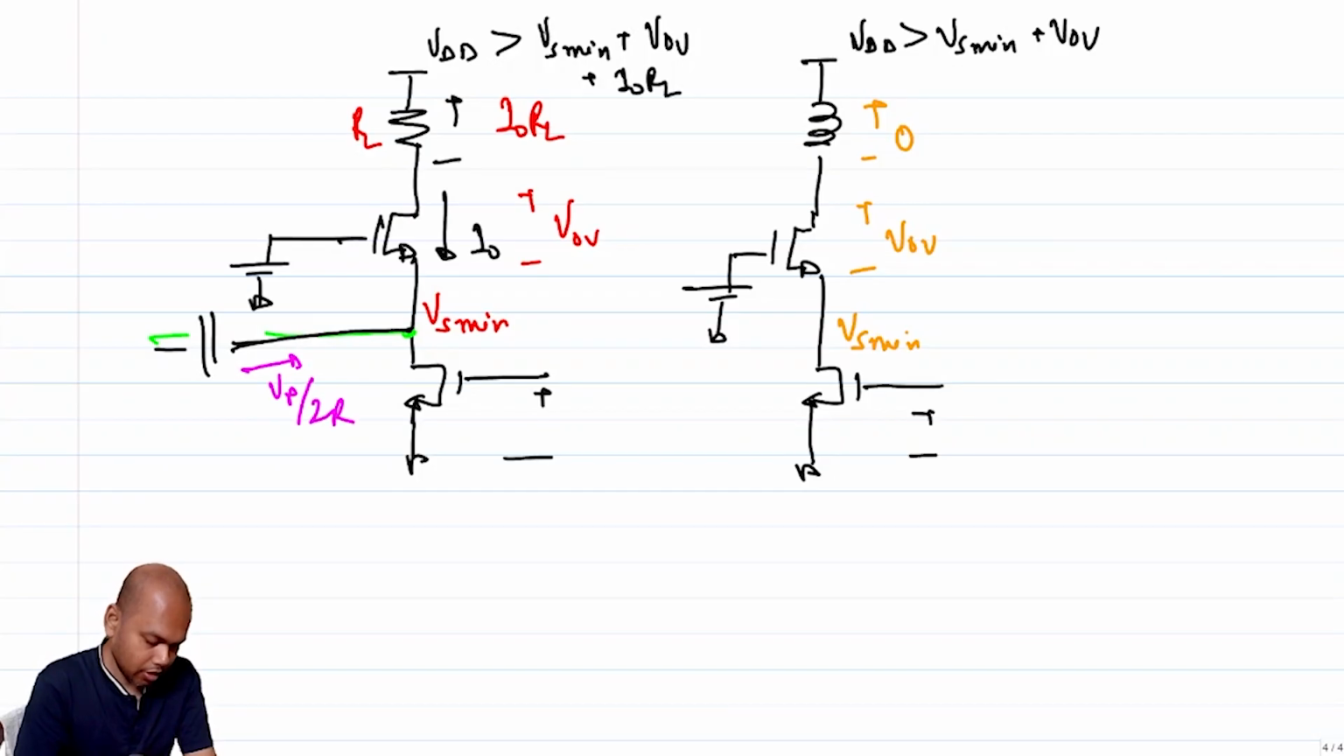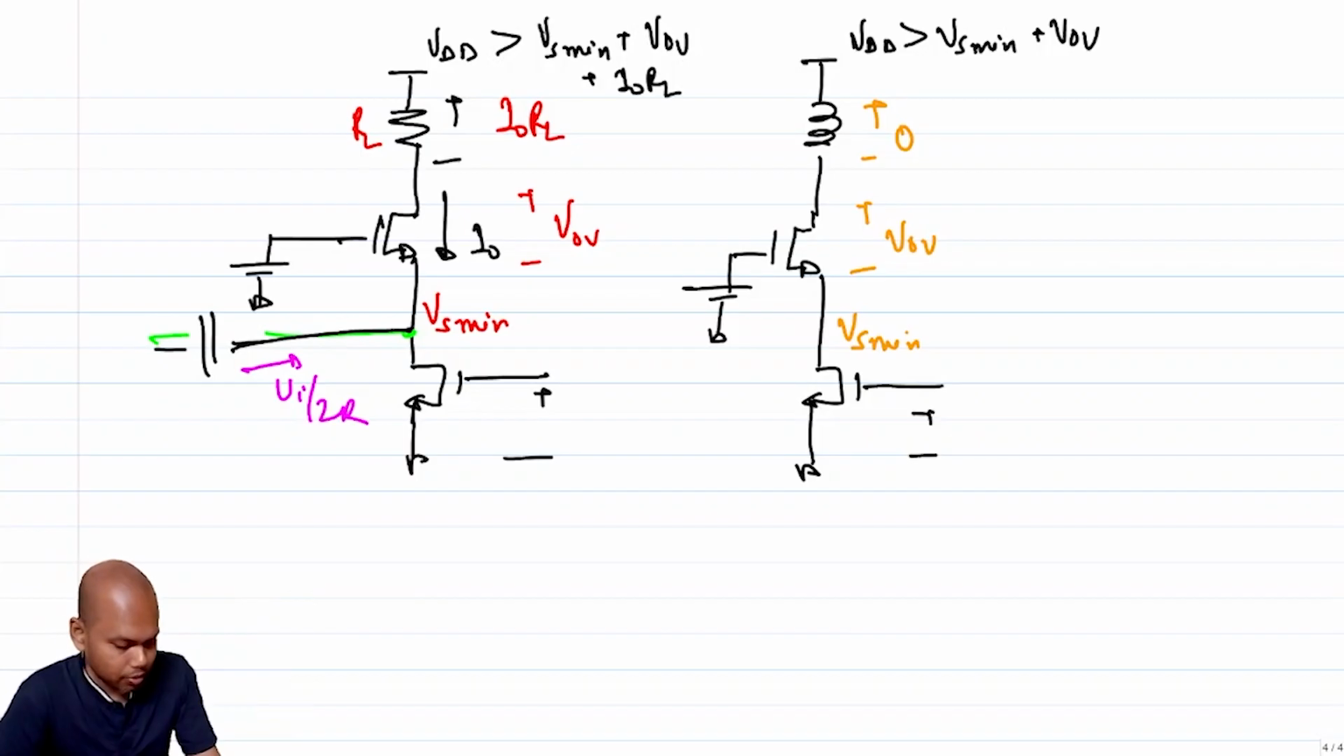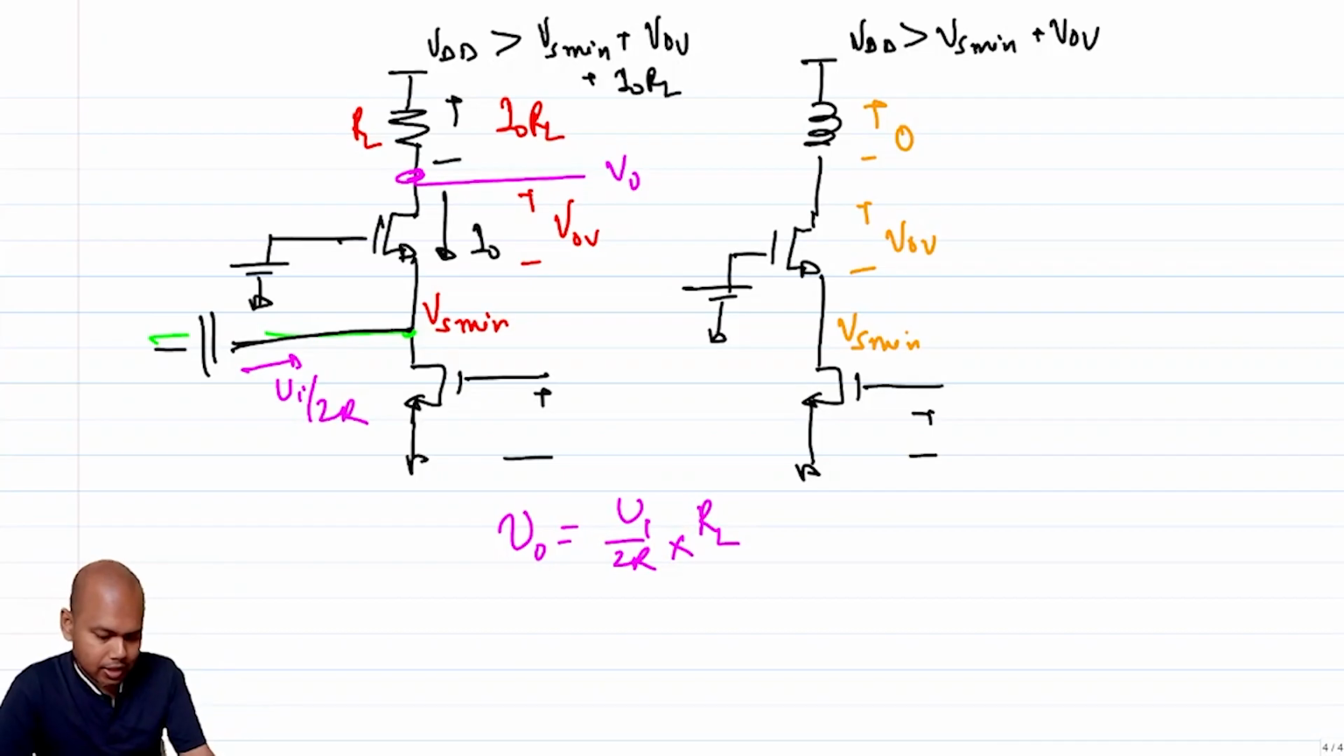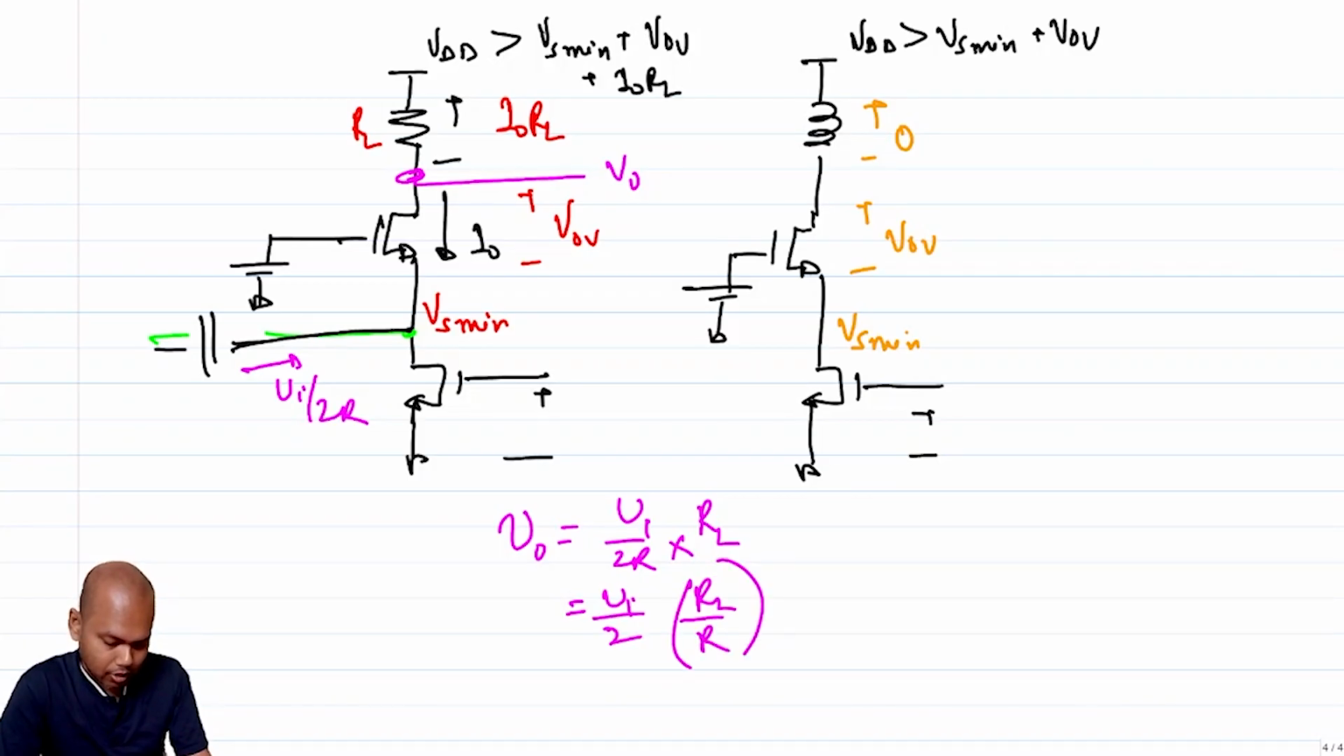Vi by 2R, and this current eventually flows into the resistance RL, and it provides an incremental voltage, that is small V naught, of Vi by 2R times RL. So your gain essentially is RL over R, and so I will simply write it as Vi by 2 times RL over R. And we know that R is 50 ohm.